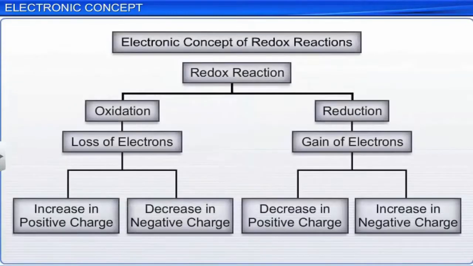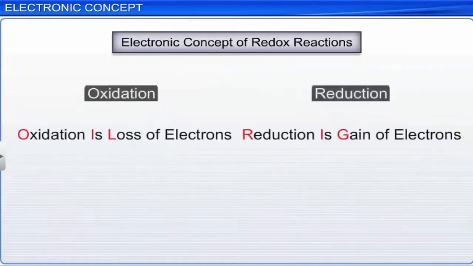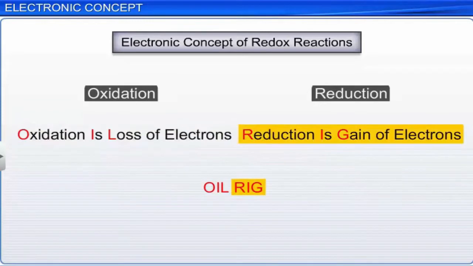Thus, according to electronic concept, a reaction in which loss of electrons, that is, oxidation, and gain of electrons, that is, reduction, takes place simultaneously, is called redox reaction. The definition of oxidation and reduction can be easily remembered by the mnemonic OIL RIG, which stands for oxidation is loss of electrons and reduction is gain of electrons.